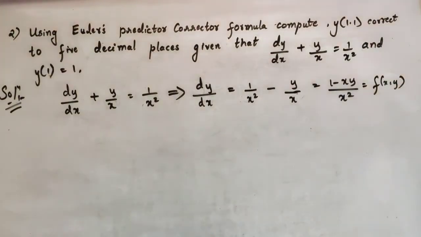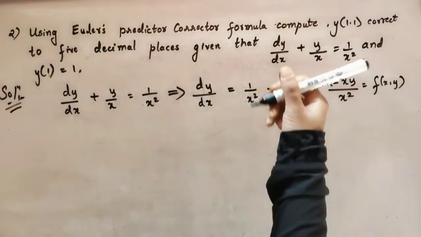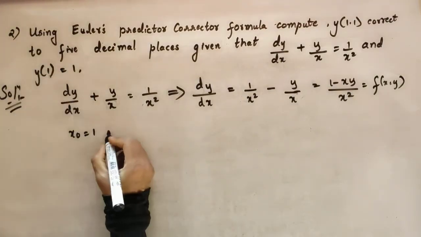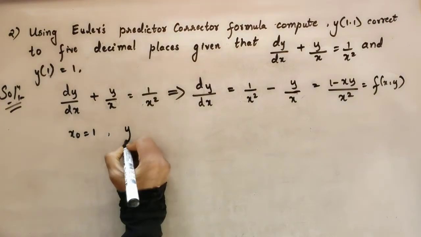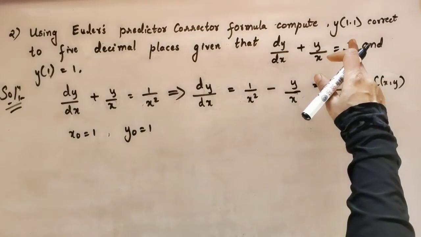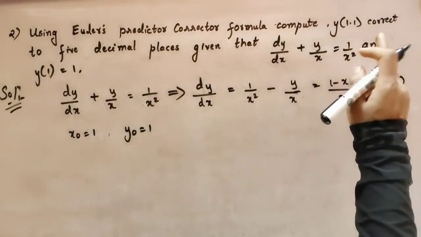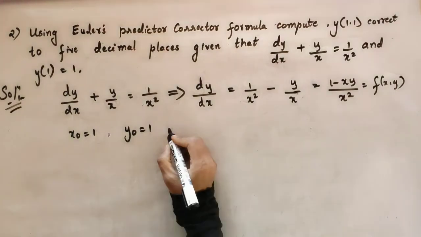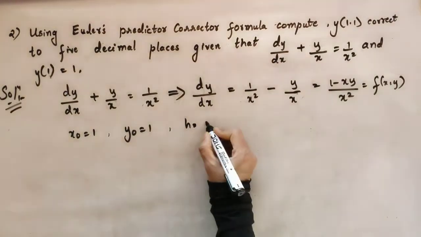Just keep it aside. Now you have to work for, it's given that x naught is equal to 1. It's given already, y of 1 is equal to 1, so y naught is also 1. And at what value you have to work for y? That is 1.1. At 1.1 you are supposed to work for the value of y. Initial value is 1, so definitely h should be the difference between them, which is 0.1.